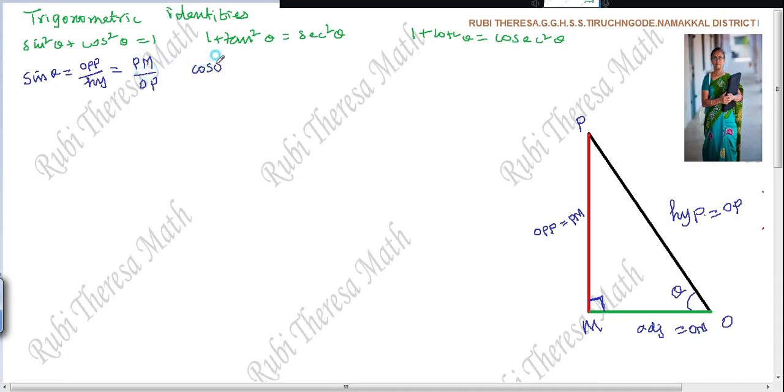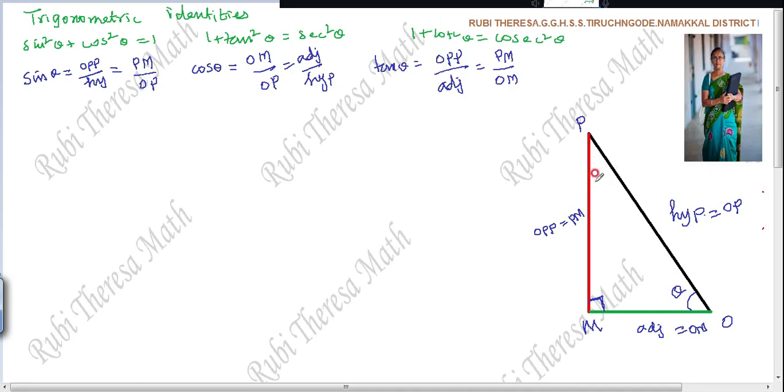Cos theta equal to OM by OP. That is adjacent by hypotenuse. Tan theta equal to opposite side by adjacent side. Isn't it? What is opposite? PM. What is adjacent? OM. First you should know all these three.